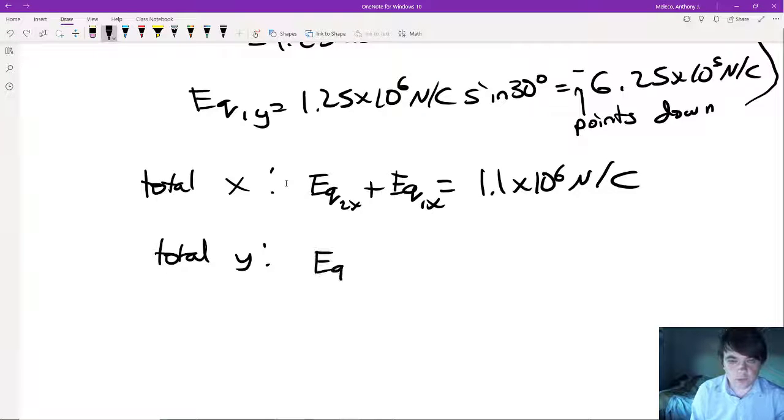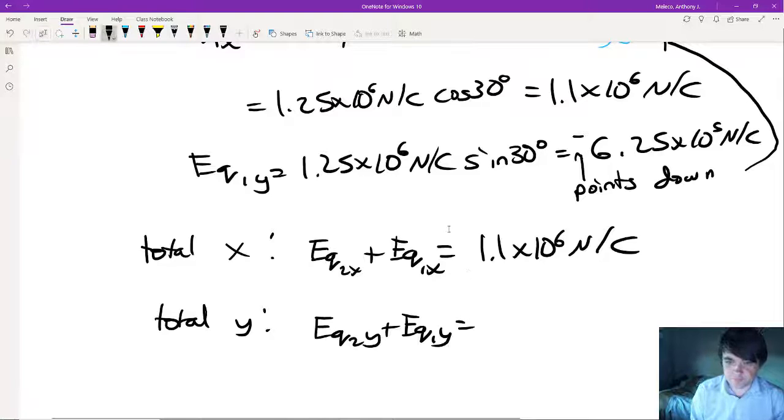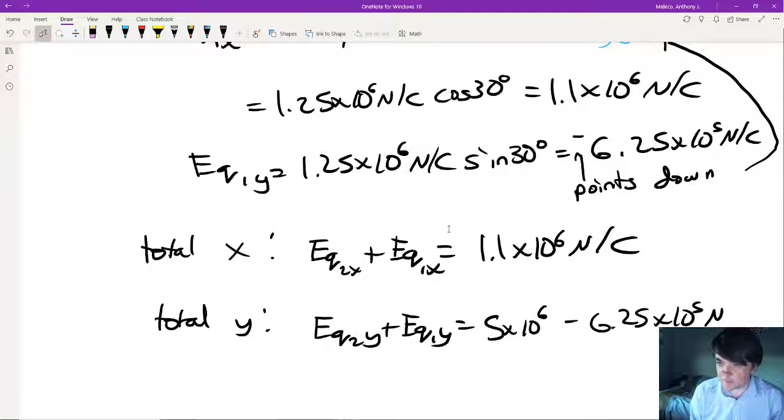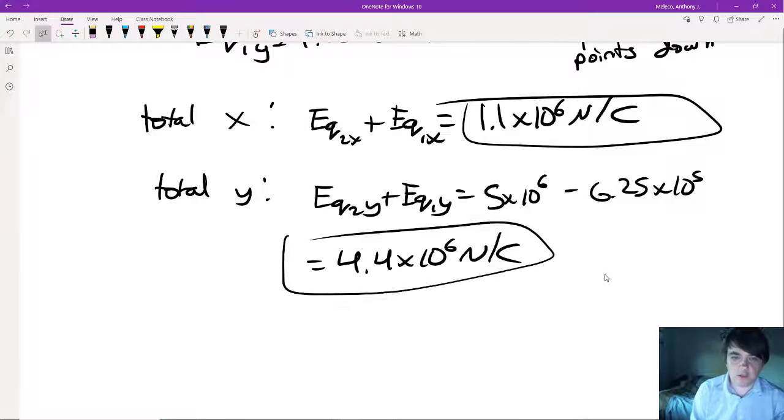This is EQ2y plus EQ1y. EQ2y was 5 times 10 to the 6 minus the 6.25 times 10 to the 5th. And this ends up getting us 4.4 times 10 to the 6 Newton per coulomb. Okay, so here's our total x, total y.